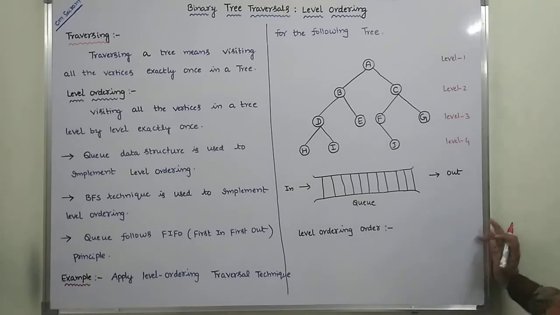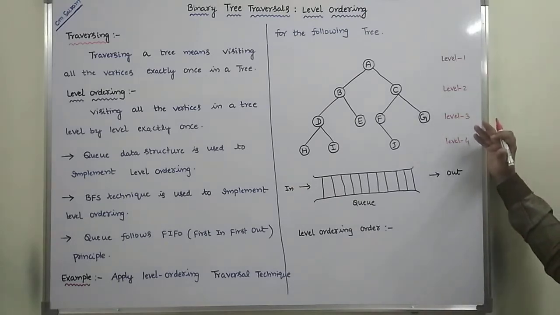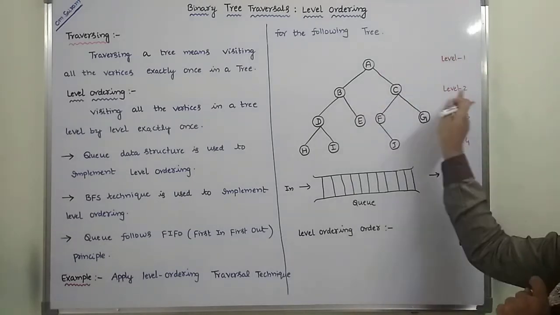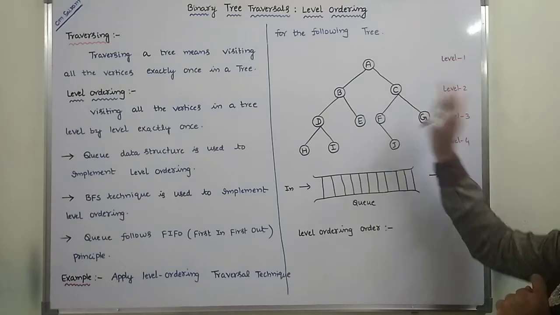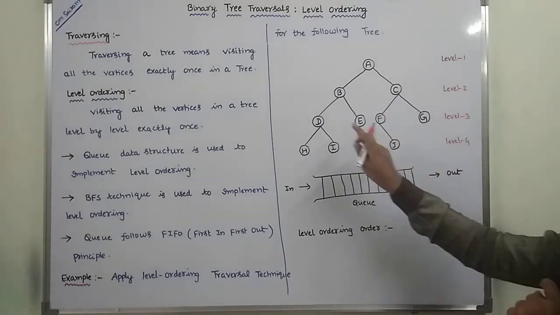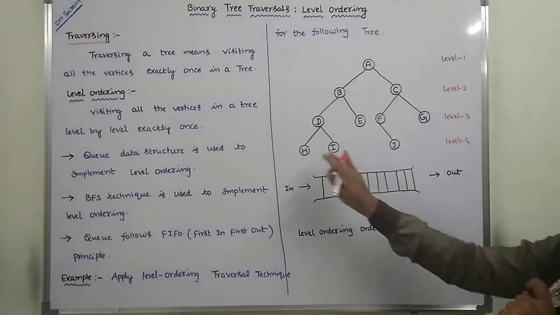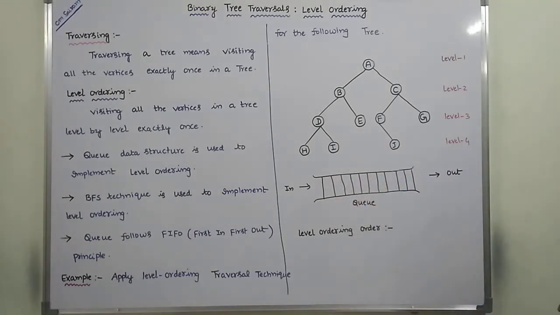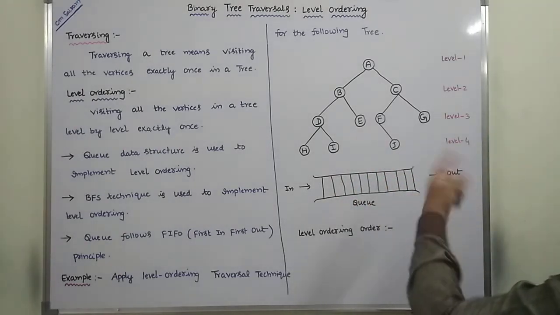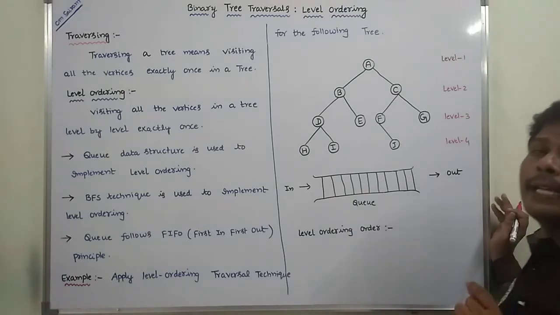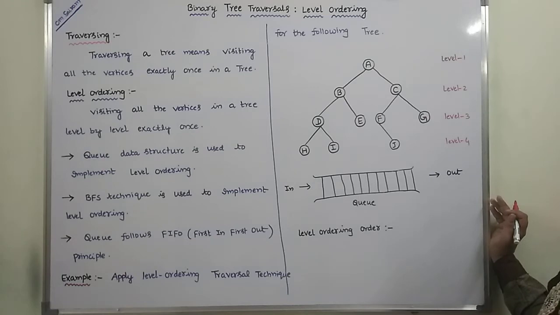Now, how are we visiting the vertices level by level in a tree? In the first level, A is visited. Next in level 2, B and C are visited. In level 3, D, E, F, G are visited. In level 4, H, I, J are visited. In this way we visit all the vertices in a tree in level order.